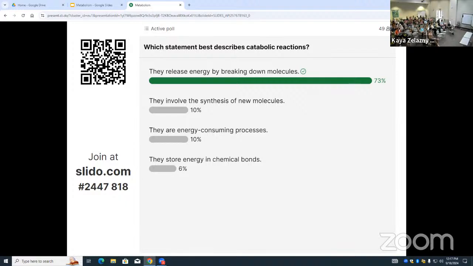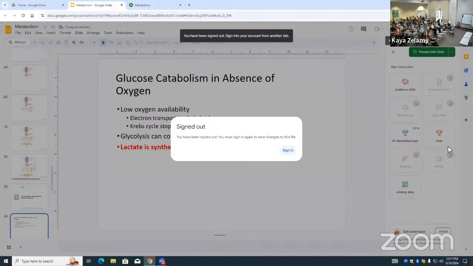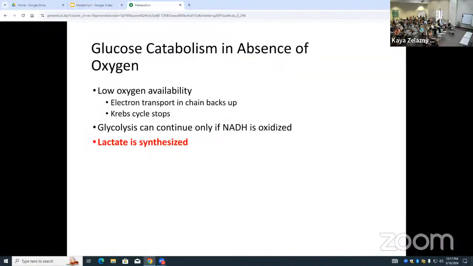Okay, so catabolic reactions. What we've been doing, we've been breaking down glucose, right? So this is a catabolic process. We started with a larger molecule, we're getting smaller molecules. Okay. The reason I was asking you that is because next we're talking about how we could break down glucose if we don't have any oxygen, right? So when we have glucose catabolism in the absence of oxygen, that's still possible, right? So this happens for weird organisms in weird situations, but it also happens in your own body, right?